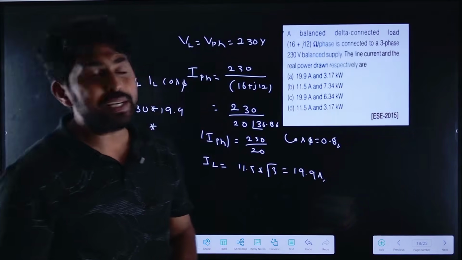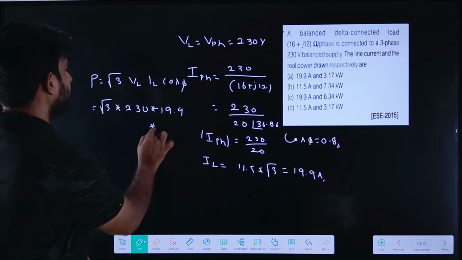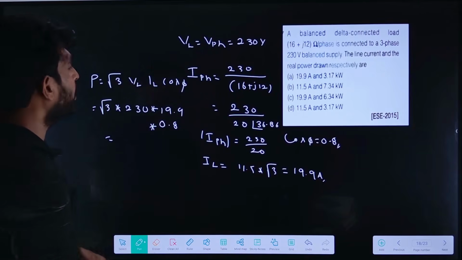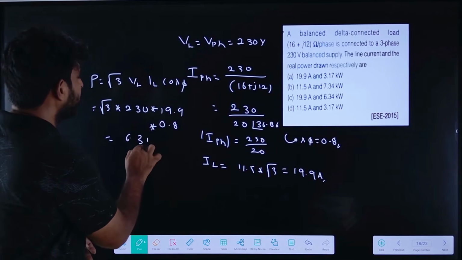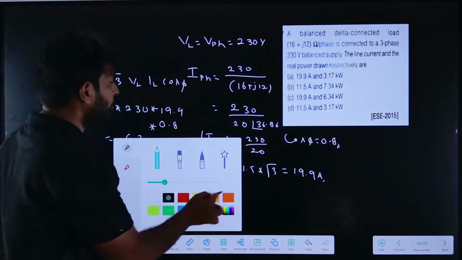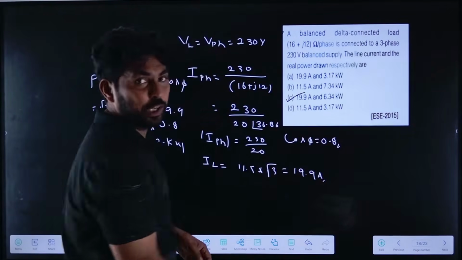So what is the cos phi? Cos phi is 0.8. So from this you can get 6.34 kilowatts, 6.342 kilowatts. So option C is the right option, right?